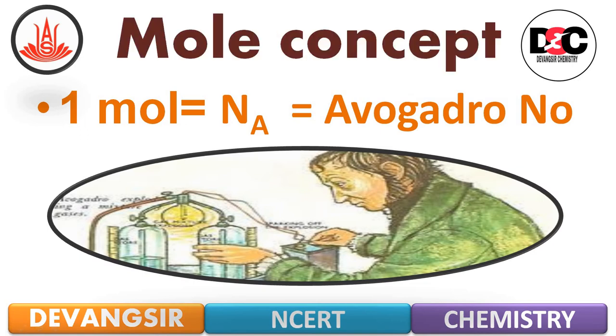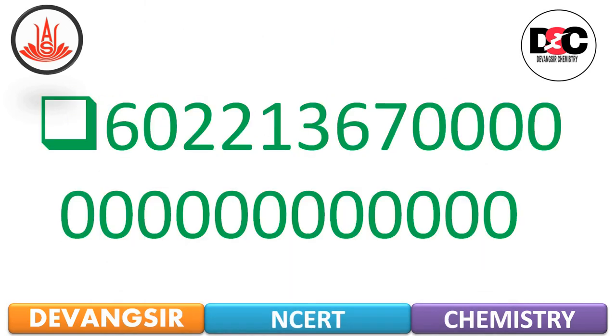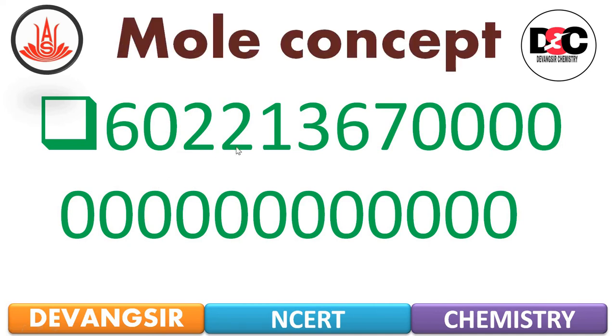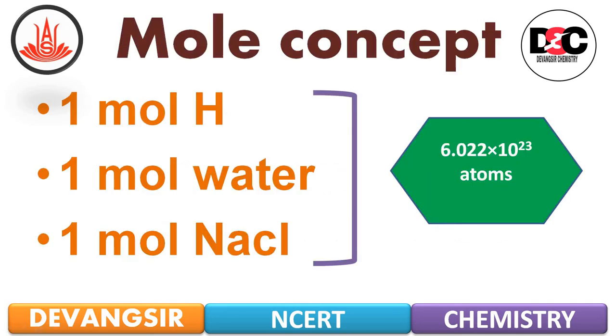Now the scientist Avogadro introduced that 1 mole is represented by the symbol NA, called the Avogadro number, and it has this many particles, atoms, or ions, whatever you can say. 6.0221367 followed by 16 zeros. So 1 mole of hydrogen, 1 mole of water, or 1 mole of NaCl, all of these contain 6.022 × 10^23 particles.